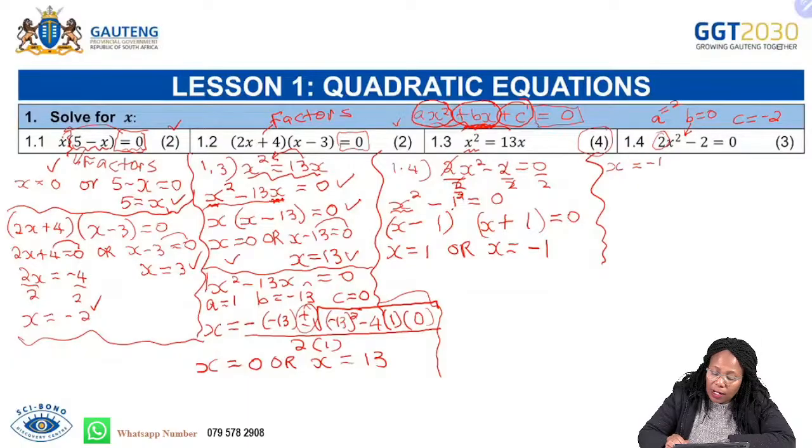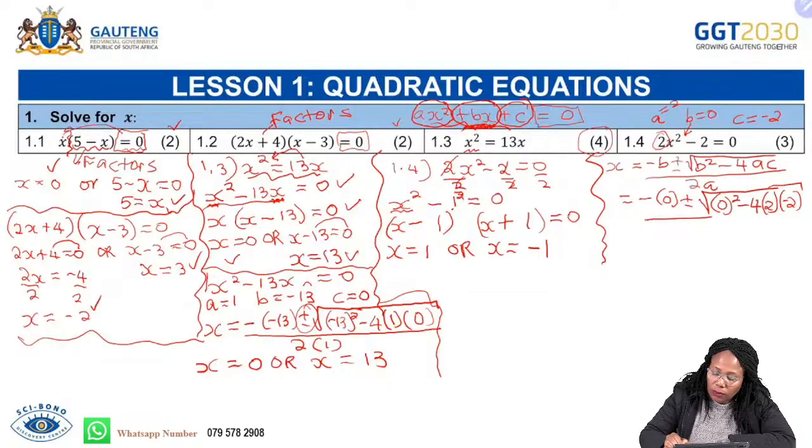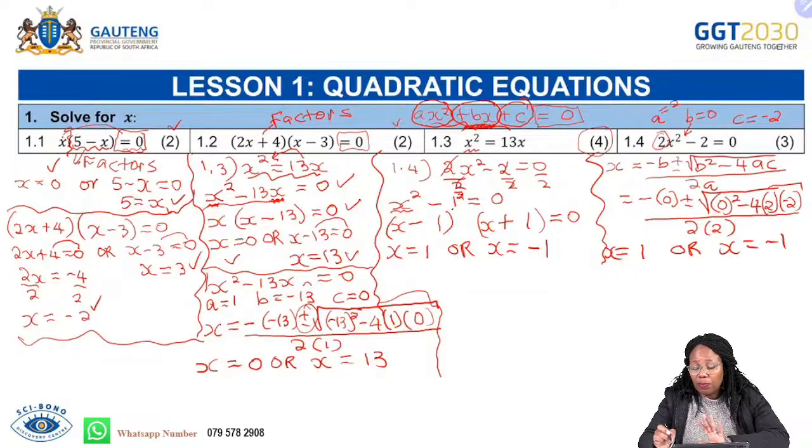x is equal to minus b plus minus the square root of b squared minus 4ac all over 2a. And then this is minus, how much is b? 0 plus minus, your b is 0, grade 12, minus 4, your a is 2, and then your c is minus 2. All over 2a, which is 2. Into your calculator, you will still get your x being 1 or x being negative 1. Remember now, b can be 0 and c can be 0, but your a will never ever be 0.